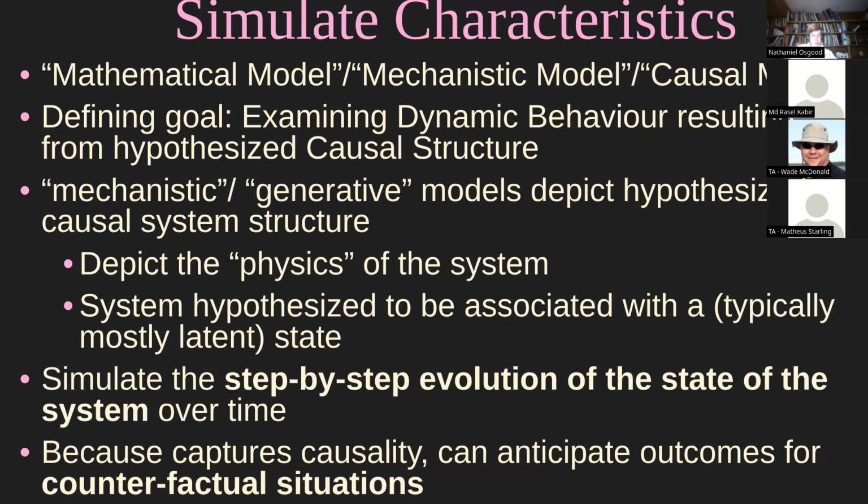But these models depict this hypothesized causal structure, the kind of physics of the system, as it were, as it's sometimes called, the underlying mechanics of it. All these are imperfect terms. The underlying cause-effect relationships. Pawson and Tilley and critical realists talk about mechanisms, the underlying generative mechanism.